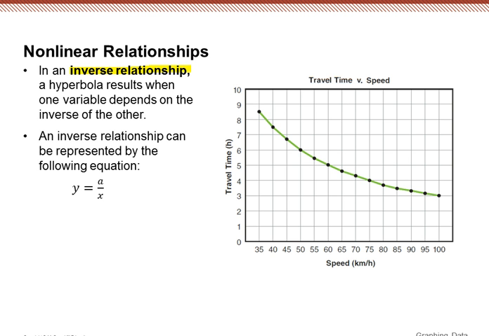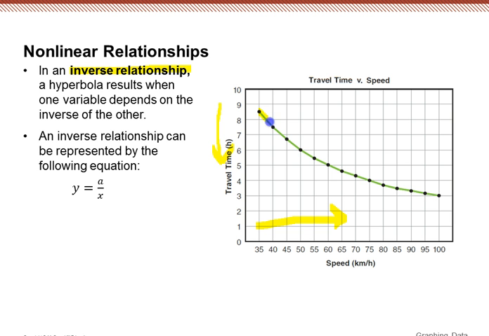The last relationship we're going to look at is an inverse relationship. And that's where as one variable increases, we get a decrease. Now, that's not always the case. That's not the only piece that has to happen, because you can have that same relationship with a linear relationship, in that it's just a negative linear relationship, and you can do the same thing with quadratic.